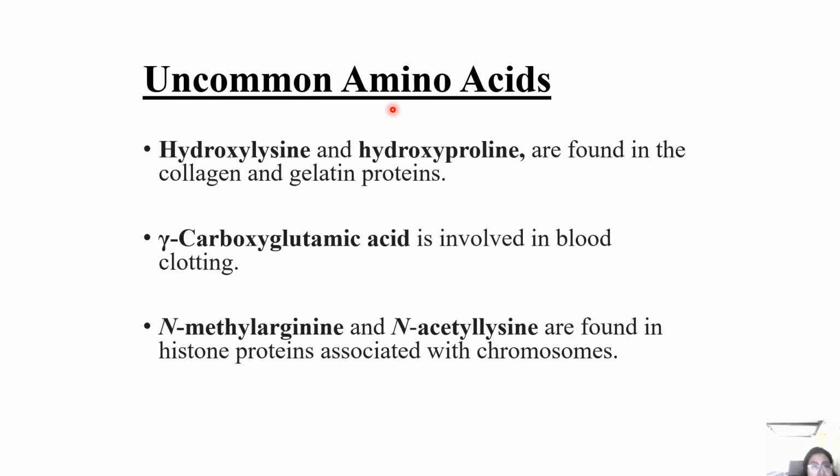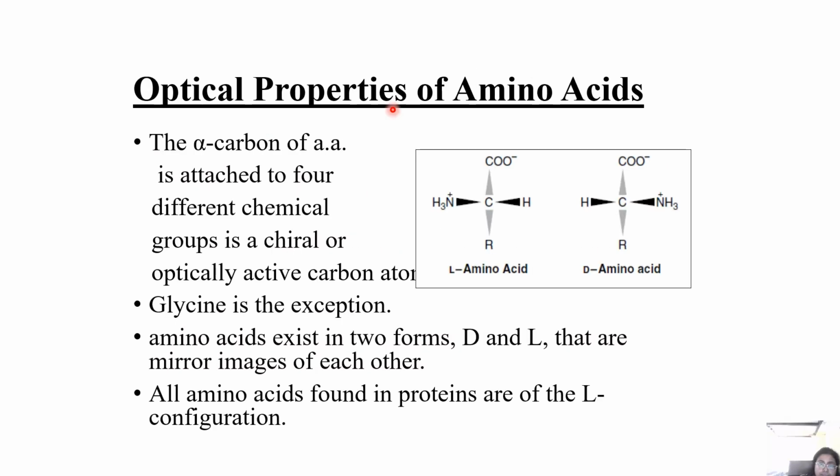What are the uncommon amino acids? Hydroxylysine and hydroxyproline are found in collagen and gelatin proteins. Gamma-carboxyglutamic acid is involved in blood clotting. N-methylarginine and N-acetyllysine are found in histone proteins.